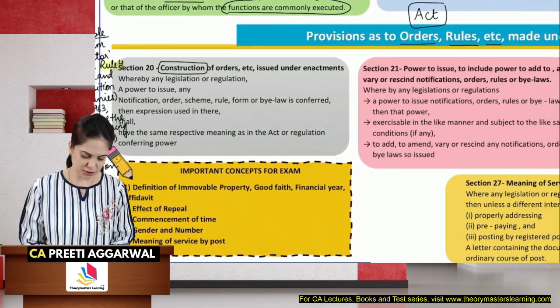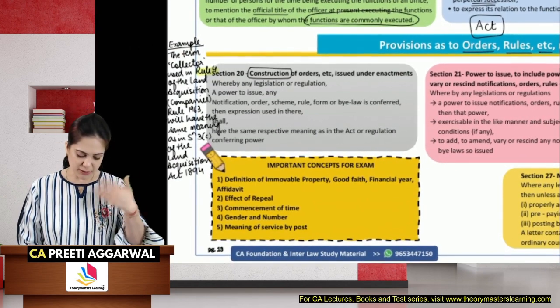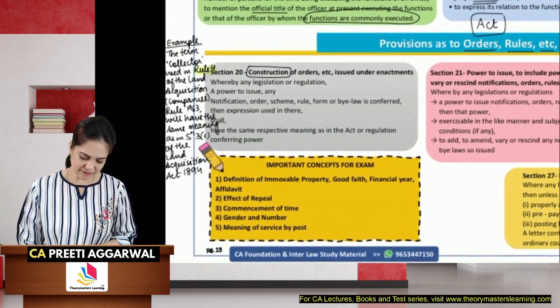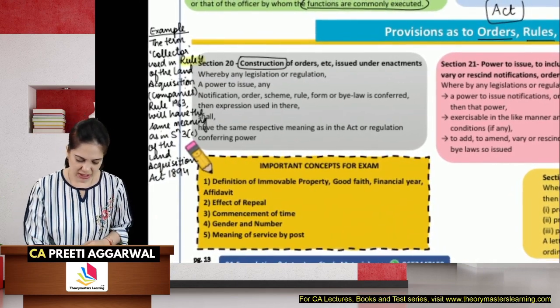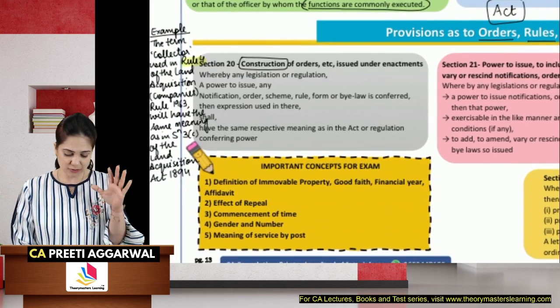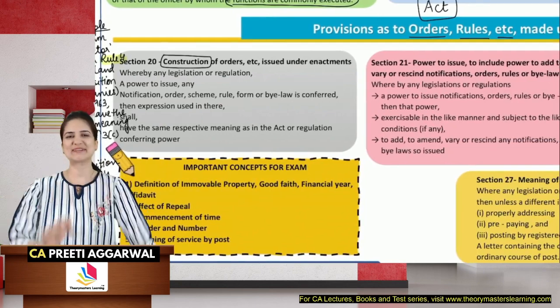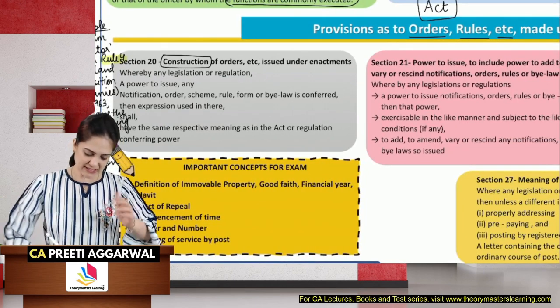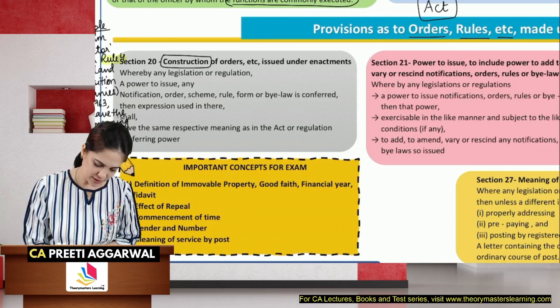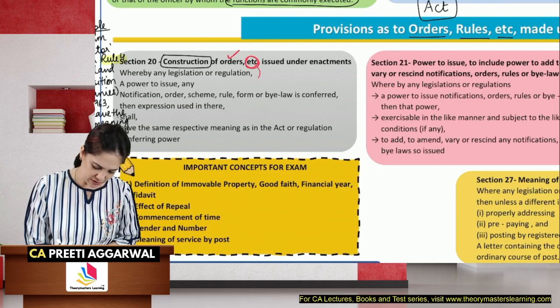Whereby any legislation or regulation, a power to issue any notification, order, scheme or bylaw is conferred, then expression used therein shall have the same respective meaning as in the act, rules or act or regulation conferring the power. It is so complicated, but actually it is very simple. It only appears to be complicated. Now, first let us understand what is the meaning of this word etc. They have written construction of orders. Okay, what is included in this word etc.? For that we will go over here.